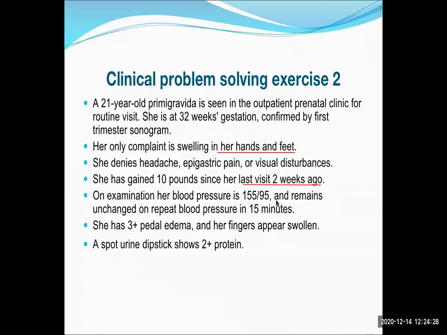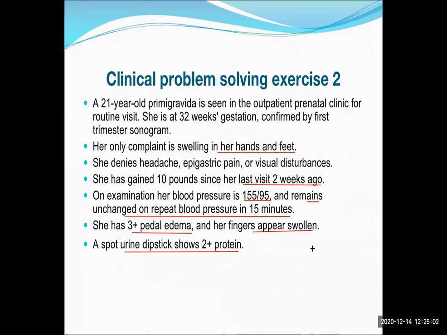On examination, her blood pressure is 155/95 and remains unchanged on repeat blood pressure in 15 minutes. So this is a clear-cut case of hypertension, the range is higher than 140/90. She has 3+ pedal edema and her fingers appear swollen. A spot urine dipstick shows 2+ protein. Now combine all these things together and give me the diagnosis.